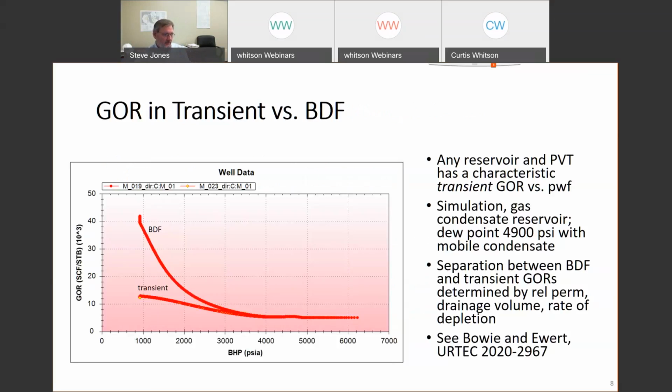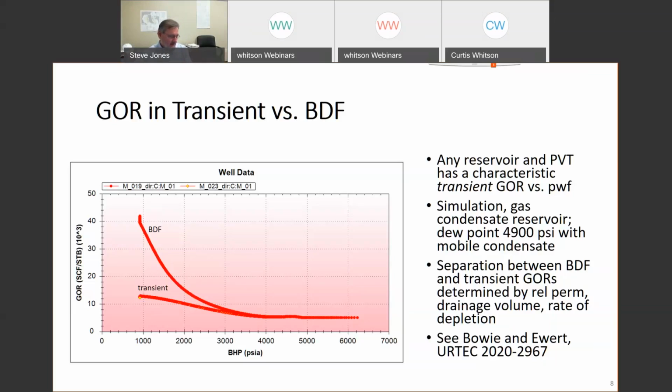Okay, I want to call your attention to this plot, which is a simulation of two cases. On the y-axis, I've got gas oil ratio, standard cubic feet. This is actually MCF per barrel on the y-axis, and the bottom hole flowing pressure on the x-axis. And this simulation is for a gas condensate reservoir where the dew point is 4,900 psi, and we have some mobile condensate in the relative perm curves in this case.